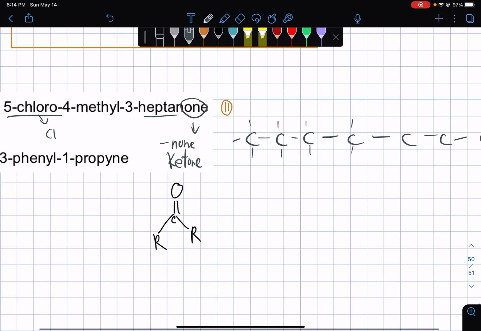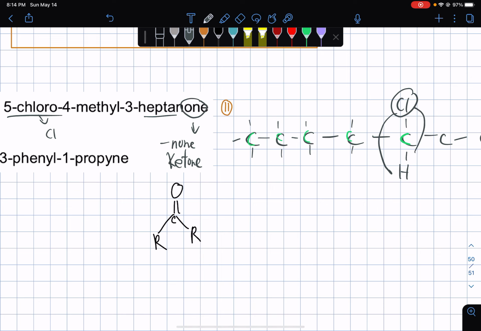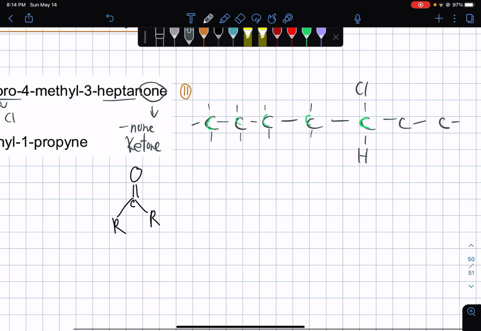So 5-chloro, we count from left to right, 1, 2, 3, 4, 5. So chlorine is here. Any position would do. If you put chlorine below and hydrogen at the top, it doesn't really matter. It's still the same. 4-methyl. We have methyl here. And then 3-heptanone. Ketone is located in the 3rd carbon.